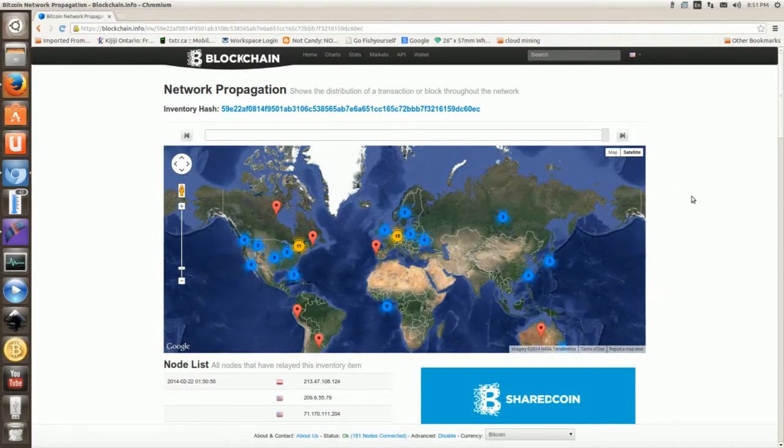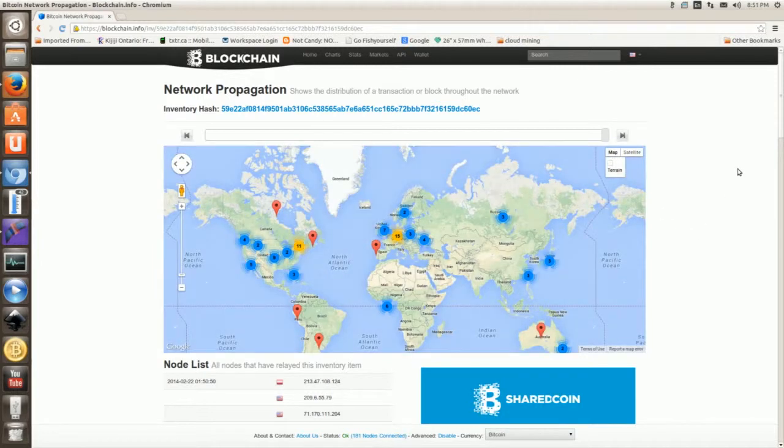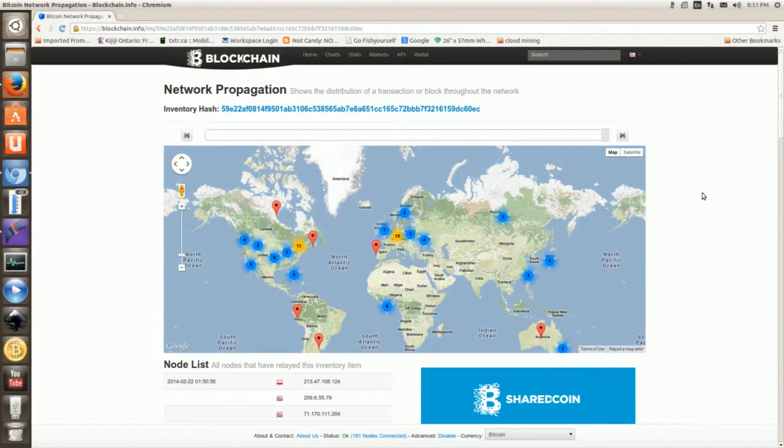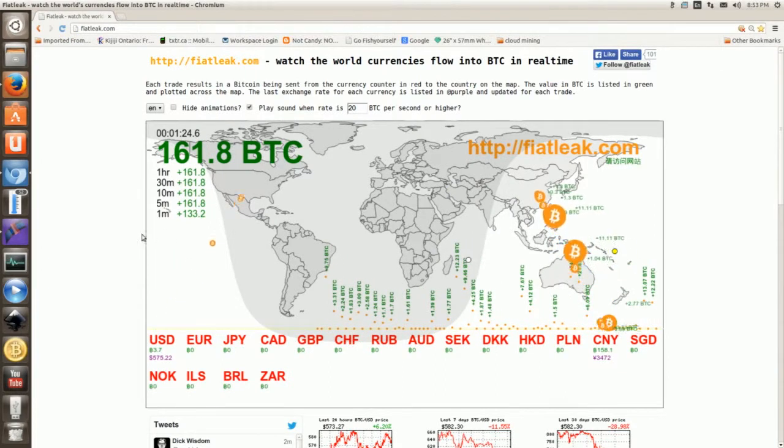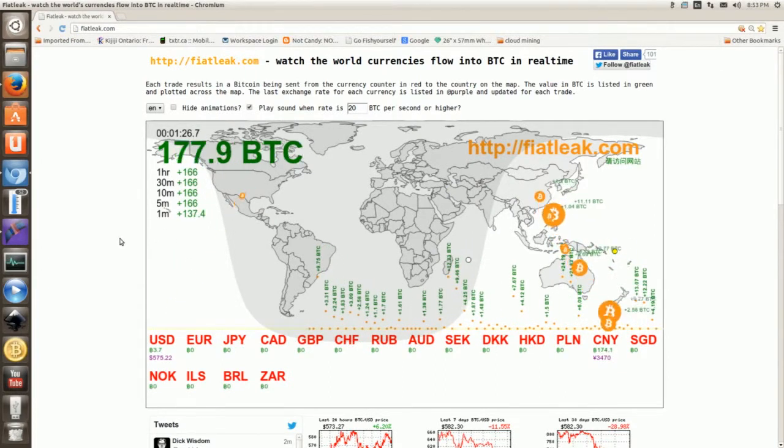You can see it in satellite view. You can see it in terrain view, so you'll know if your Bitcoins are on the other side of a mountain. There's just eye candy and data here galore. Now this is another site that tracks this kind of information.